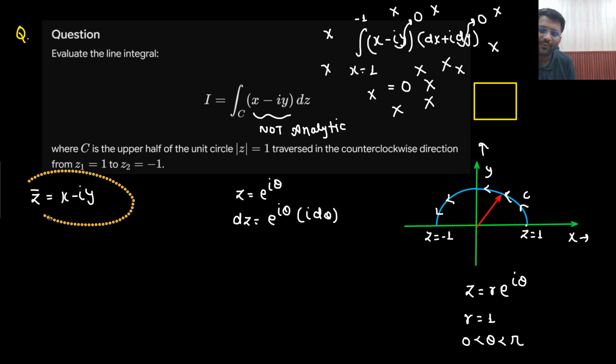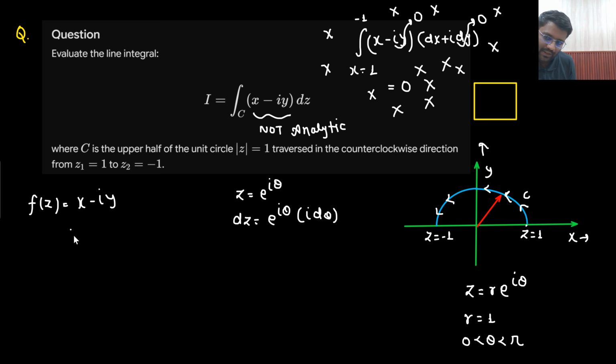That means what is your f of z? Sir, here what is this function? This function is nothing but x minus iota y, that I already know is z bar. And if your z is r e to the power iota theta, then what will be your z bar? Actually your z is e to the power iota theta. So z bar is z conjugate, that means in place of iota you need to put minus iota theta.